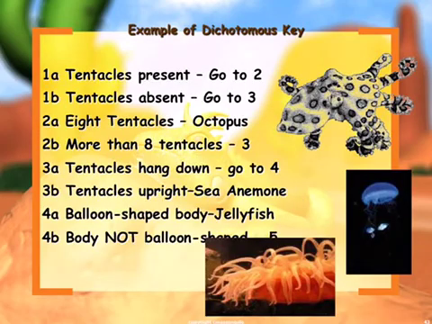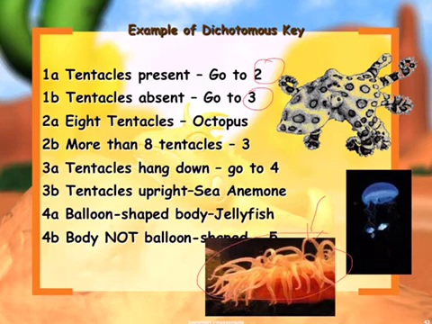Here's a great example. Let's try to identify this organism right here at the bottom. Does it have tentacles? That's the first question. You see 1A, tentacles present, or 1B, tentacles absent. So that's the characteristic that's being asked in the two questions. If it has tentacles, you go on to question 2. If there are no tentacles, you go on to question 3. And in this case, it does appear to have tentacles, so I'll go on to question 2.